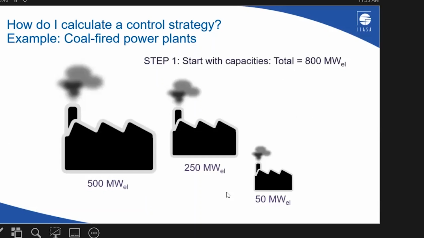So let us imagine there is a region in South Asia, and in that region, the total installed capacity of coal-fired power plants is 800 megawatt electric. So we have 3 power plants. One is a large power plant having a capacity of 500 megawatt electric, the second one 250 megawatt electric, and the third one 50 megawatt electric.